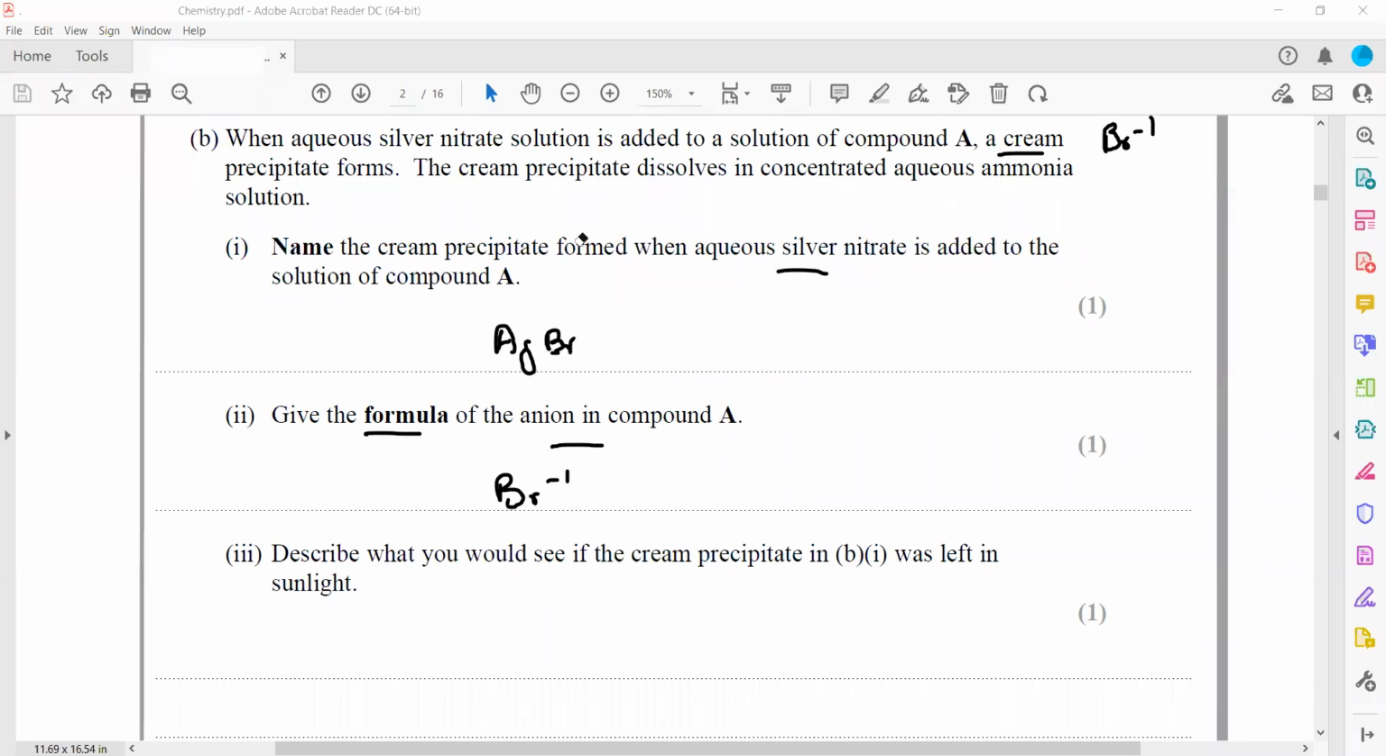Then describe what you would see if the cream precipitate is left in sunlight. If we leave this cream precipitate in sunlight, what will we observe? The precipitate darkens, or the precipitate turns gray. And what is the reason for that? Because a photochemical reaction occurs in which silver atoms are formed. That's why the precipitate will turn gray or dark.